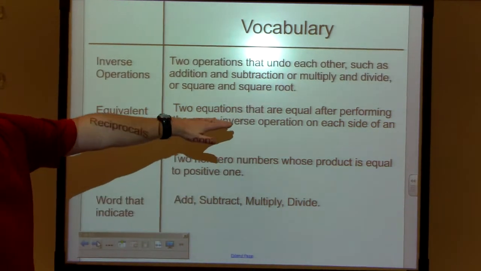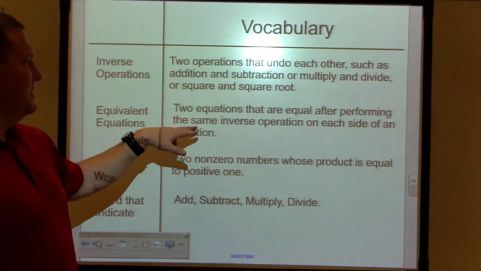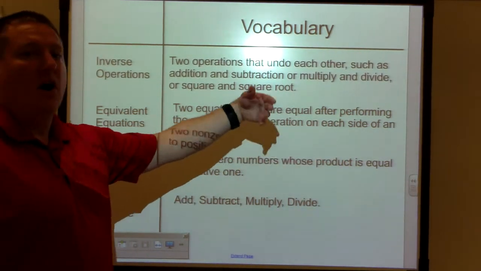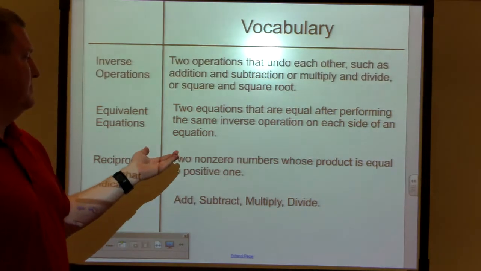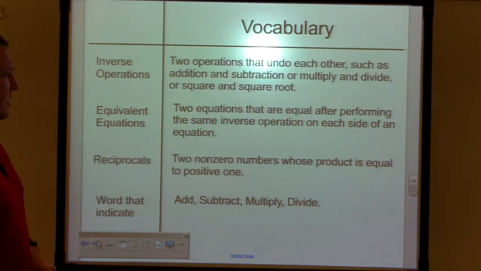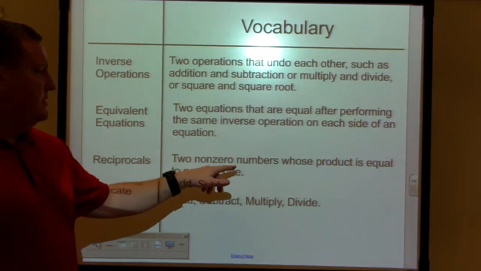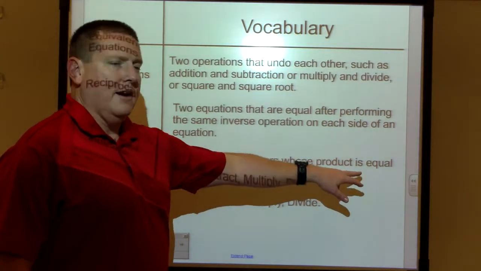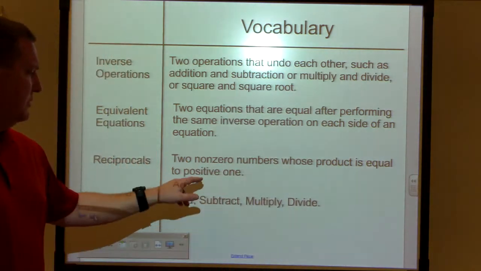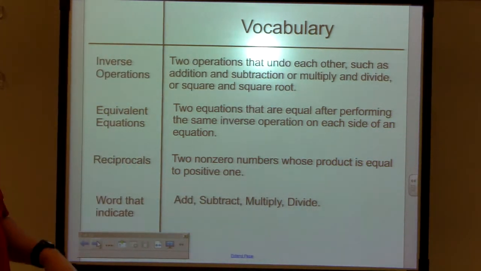Equivalent equations: two equations that are equal after you perform the same inverse operation on both sides of the equation. We'll talk about that when we see that again. Reciprocals, again, we've seen this before: two non-zero numbers whose product, that means when you times them together, is equal to positive 1.